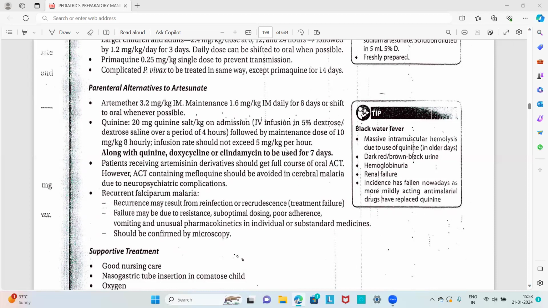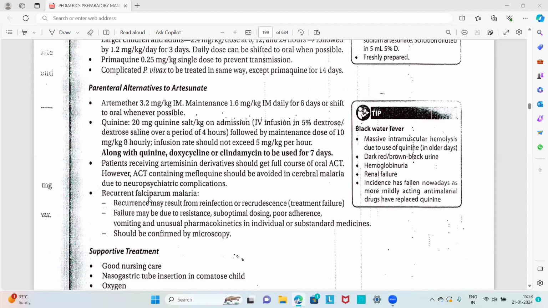Infusion rate should not exceed 5 milligram per kilogram per hour. Along with quinine, we have to give doxycycline or clindamycin to be used for 7 days. Patients receiving artemisinin derivatives should get a full course of oral ACT. However, artemisinin combination therapy containing mefloquine should be avoided in cerebral malaria due to the neuropsychiatric complications.